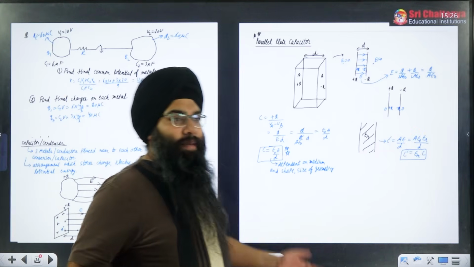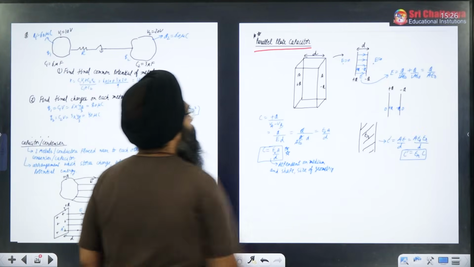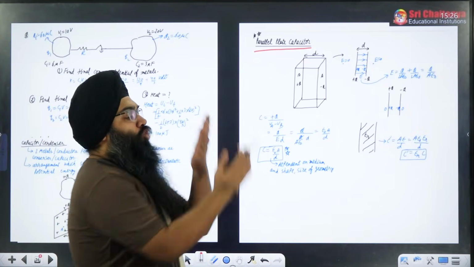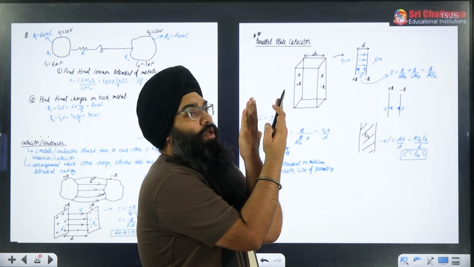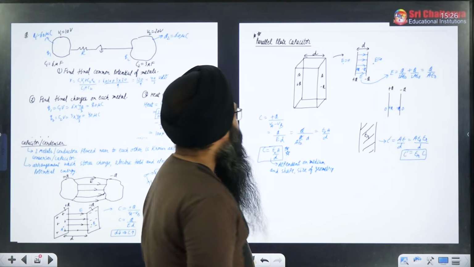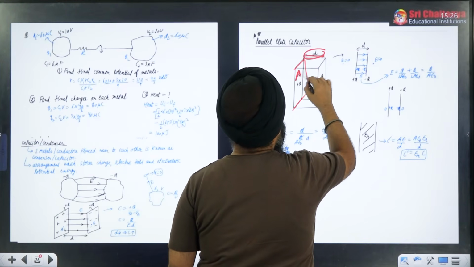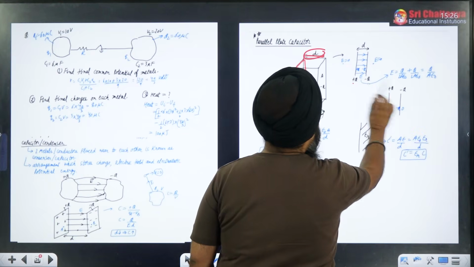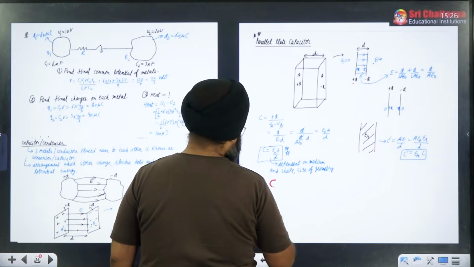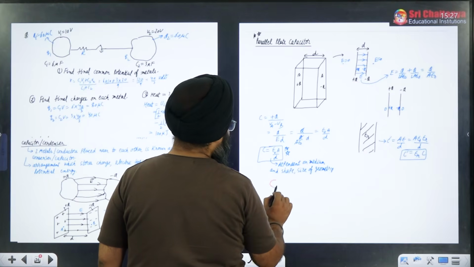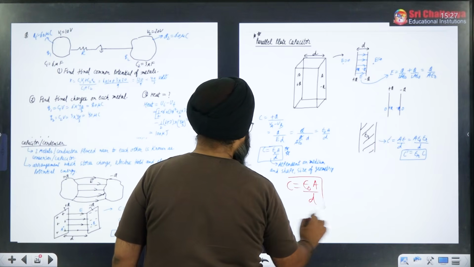There are different capacitors which are made. A very important capacitor is the parallel plate capacitor. It has two infinite conducting plates placed very close to each other. Suppose the distance between the plates is d, and the area of cross section is A. On one plate you give positive charge, on the other plate you give negative charge. What will be the capacitance of this system? It will be C equals epsilon naught A divided by d.